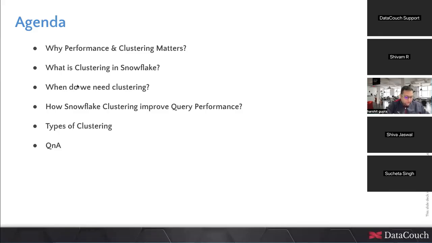So today, first of all, we are going to talk about why performance and clustering matter. What is clustering within Snowflake? When do we need clustering? How does Snowflake clustering improve query performance? What are the types of clustering? And we will be looking at a demo around all of these things, and then we'll open the dais for question and answers. And in between as well, if you have any questions, queries, anything, please feel free to drop your queries within the chat. I would be more than happy to answer those queries.